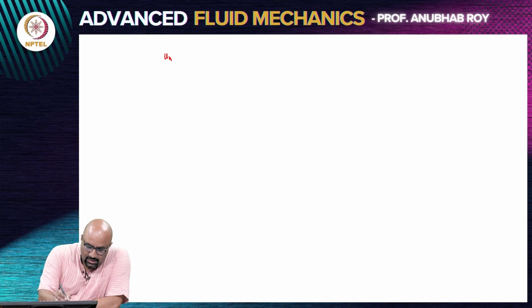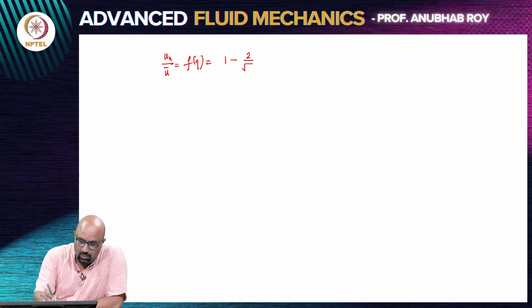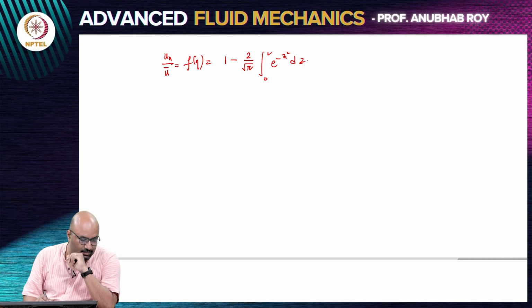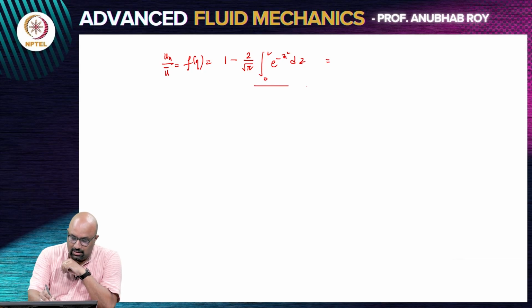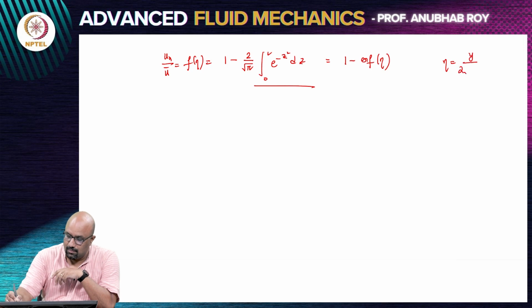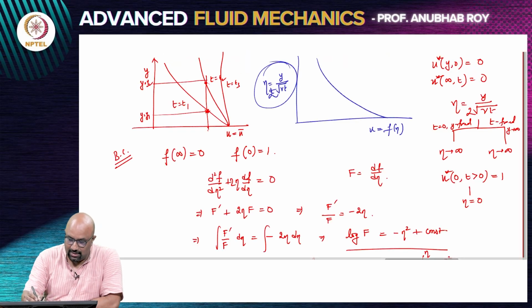So, finally, our solution is ux by u bar, which is a function of eta, is 1 minus 2 by root pi times the integral from 0 to eta of exponential of minus z square dz. This particular bit, 2 by root pi exponential of minus z square dz from 0 to eta, is also known as the error function.